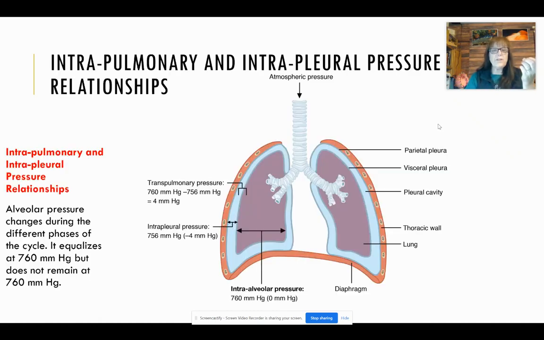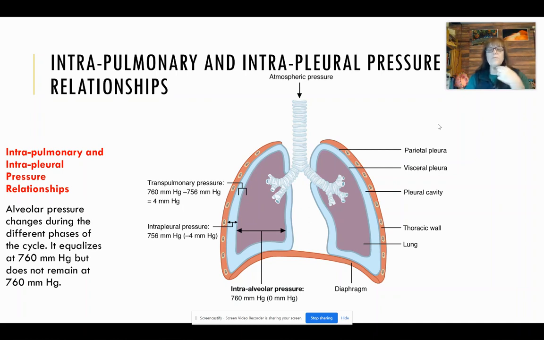All right, so let's talk about the relationships between the intrapulmonary and the intrapleural pressure. So the intrapulmonary is sometimes also called the intraalveolar. So that pressure that's in our alveoli versus the pressure that is in our lung tissue. So again, the intrapulmonary or the intraalveolar is referring to the pressure of the air that is within our alveoli. And the pressure is going to change throughout different phases of our breathing.